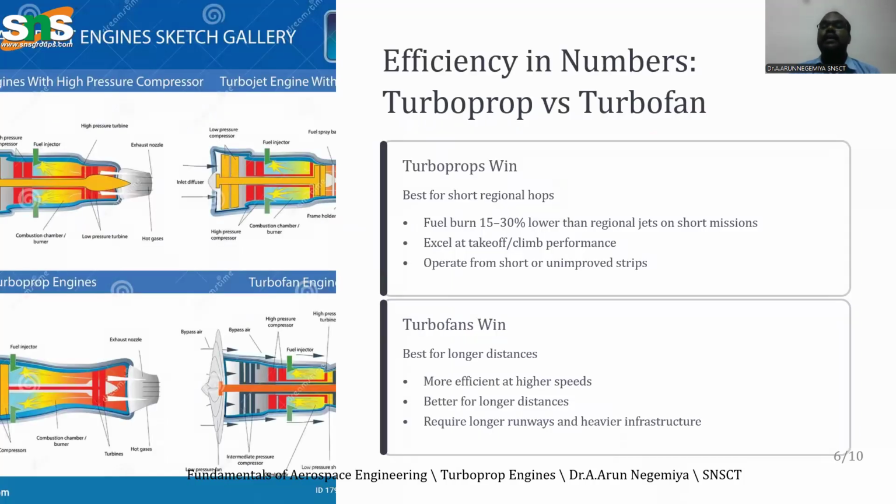In those efficiency cases, the turboprop wins, and here is a comparative study of turboprop and turbofan. The turboprop burns 30 to 50 percent less fuel than jet engines, while compared to turbofan engines, it gives more efficiency at high speed. The better fuel efficiency is produced by the turboprop engines only.